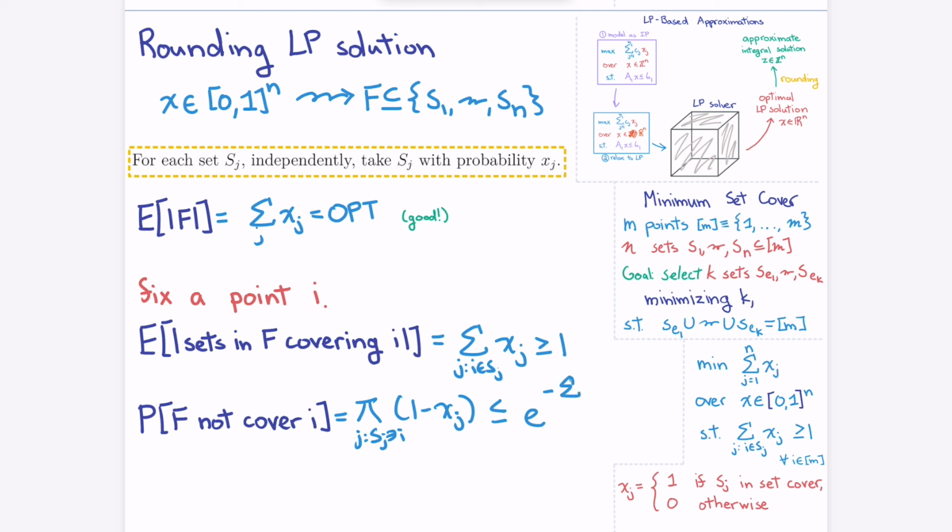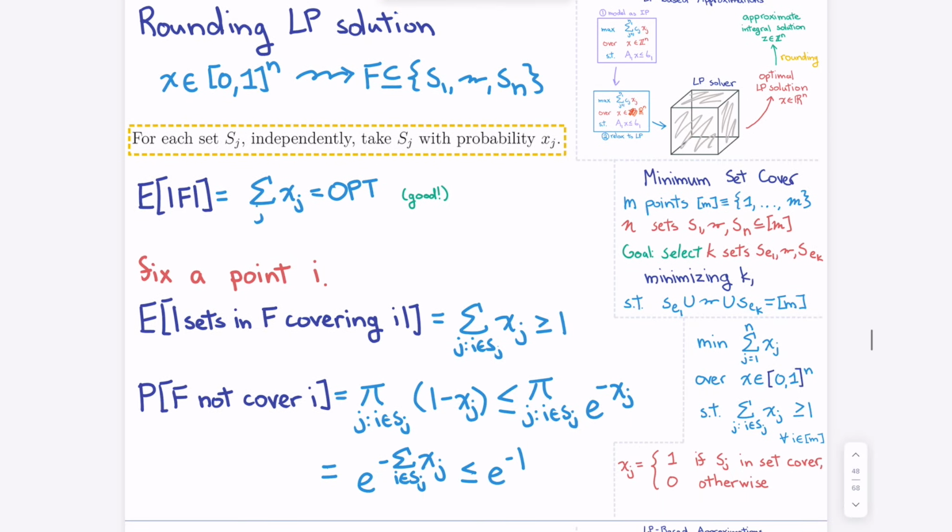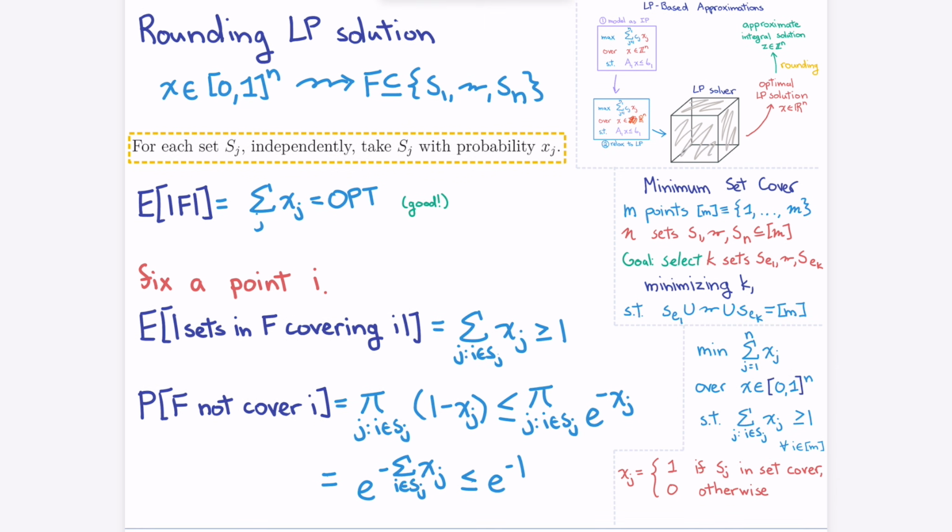e to the negative sum over all the sets containing that point, xj. And this is e to the minus 1, because the sum of xj's is at least 1. Before that was like a zi or something. Now it's just 1. So that's the cleaned up version.